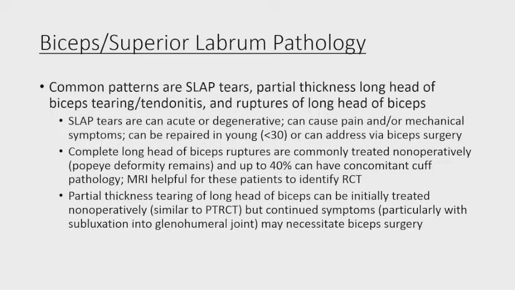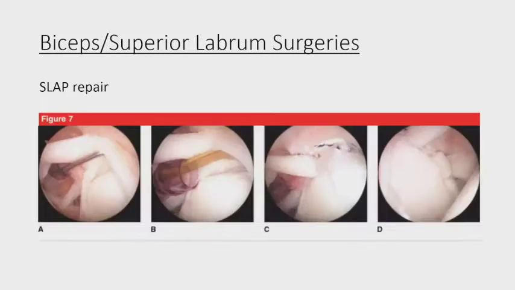Partial thickness tears of the bicep tendon in isolation are usually treated conservatively to begin with. Occasionally, we do go on to do arthroscopic surgery to address the bicep if that pain just does not improve with conservative treatment.